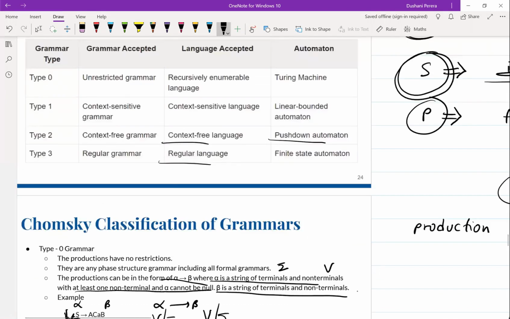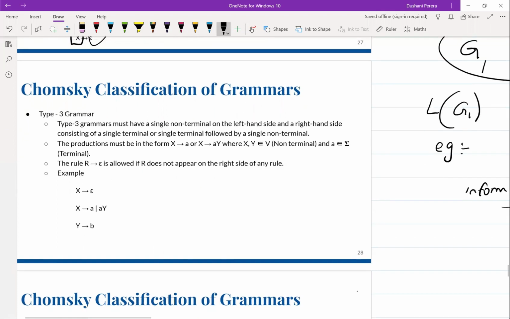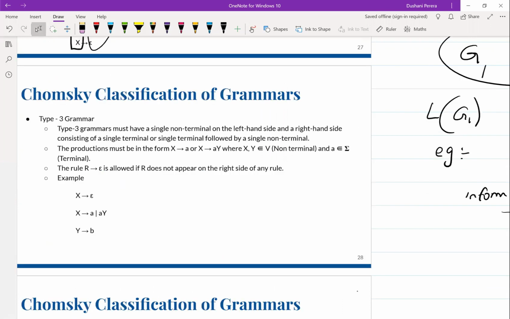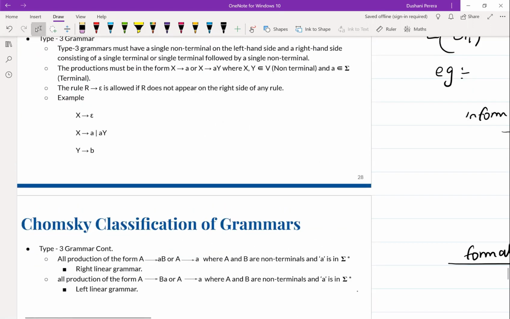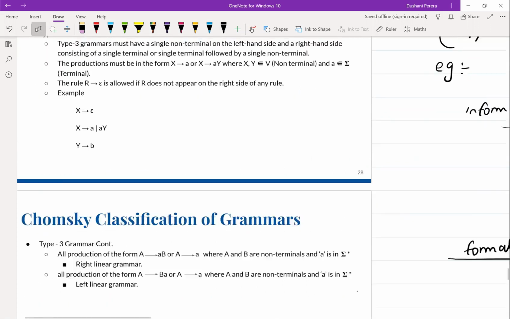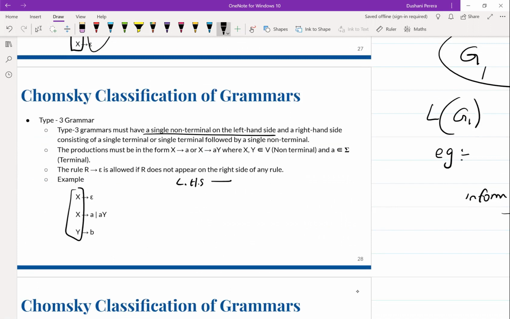Okay. And they generate grammar accepted or context-free. Those will be coming in future lectures. That is type 2. Okay. Now we have type 3 grammar. So type 3 grammar actually has two forms, which comes in the next slide. So type 3 grammar must have a single non-terminal on the left-hand side. They all go as LHS and RHS, like I said before.